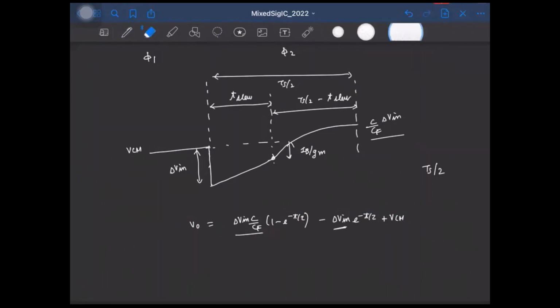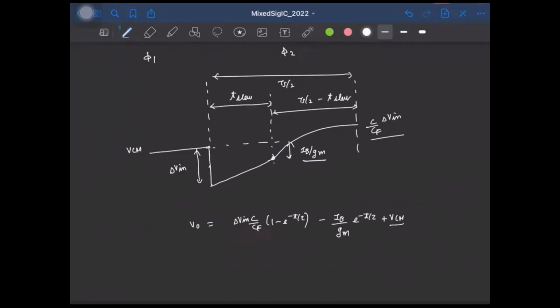But now, when the exponential settling happens, what is the initial voltage? That is this IB by GM, VCM minus IB by GM. So we already have VCM. So the initial voltage is IB by GM, and the final voltage is still this fellow. So we'll have the same thing here.